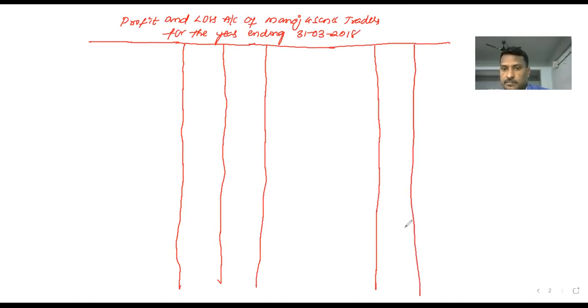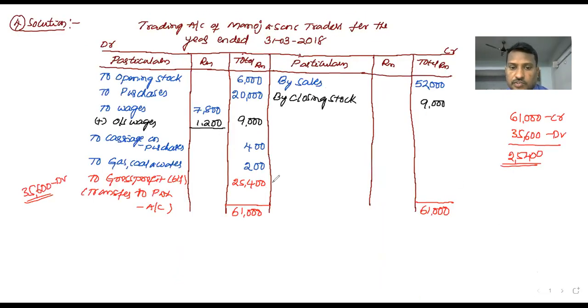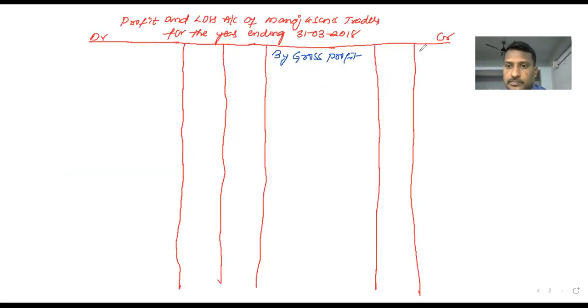As debit, credit. This is the profit and loss account. Already we got the gross profit in the trading account, and now we are transferring the gross profit to the profit and loss account. So the profit and loss account begins on the credit side with gross profit, which we brought from the trading account. What is the gross profit? 25,400.